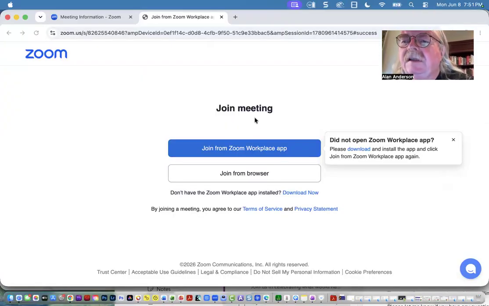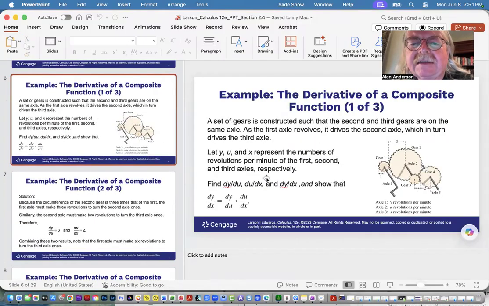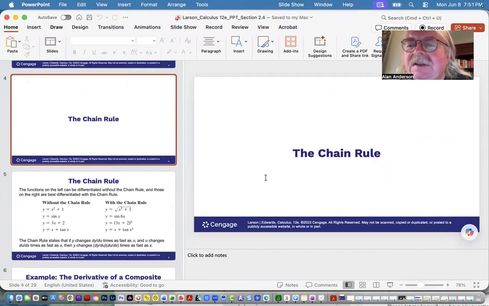Okay, so we're going to carry on now with our discussion about derivatives. This is now section 2.4. And I mentioned this the other day, that this is really one of the most important concepts in all of calculus, the chain rule. And so we'll be using that today.